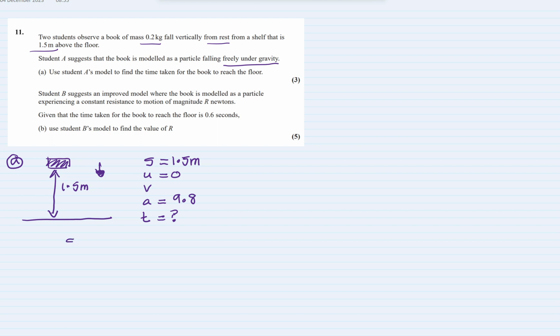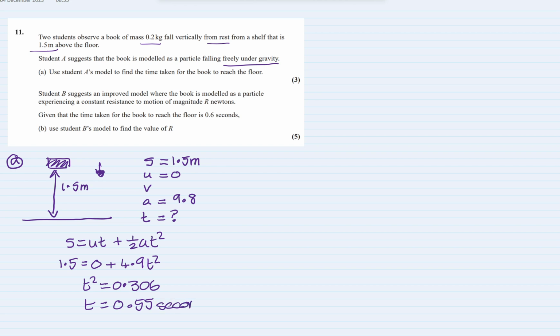So using our SUVAT equations, let's look at s equals ut plus a half at squared. Got 1.5, my u is equal to 0, plus a half times a, so 4.9 t squared. That gives me t squared equal to 0.306, and so t equals 0.55 seconds. So that's under model A. That's what student A thinks is going on.